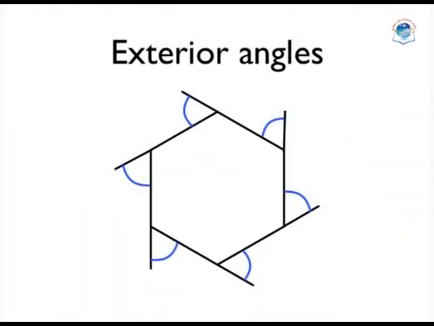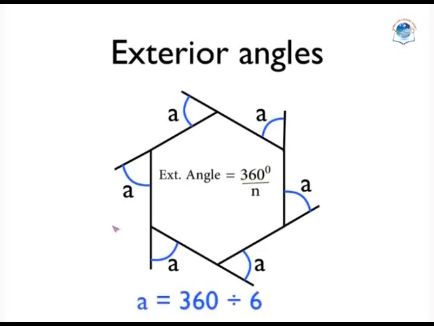For regular polygons, all the angles are equal, and so we can find the size of the individual angles. We simply divide 360 degrees by the number of angles, which basically equals the number of sides. That is 360 over n. And so for a regular hexagon, we shall have 360 over 6, which is equal to 60 degrees. And so each exterior angle of a regular hexagon measures 60 degrees.